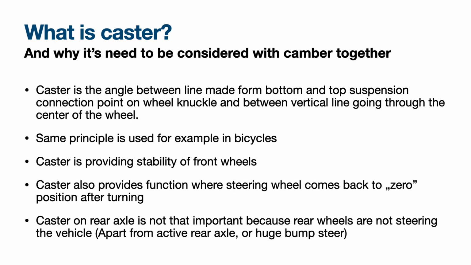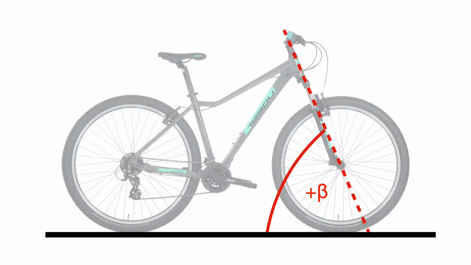What is a caster? To be honest, the simplest way to explain the caster is a bicycle. You can see in the picture we are looking at the bicycle from the side. You can see that the steering wheel is behind the front wheel. And if we consider the line going through the steering axis and the center of the front wheel, you will see that it is at an angle to the ground, not perpendicular. We call it the positive caster.